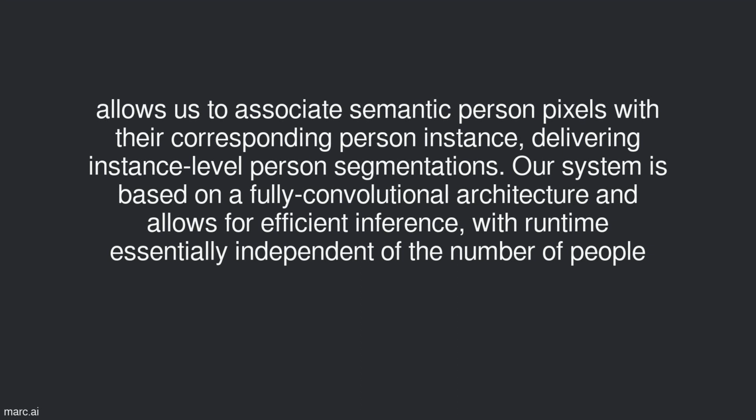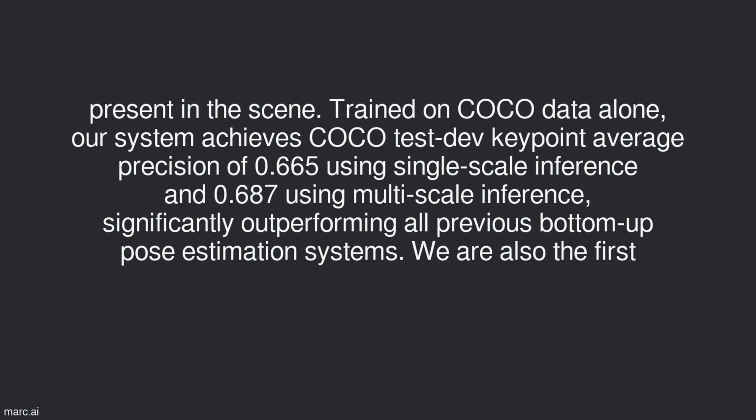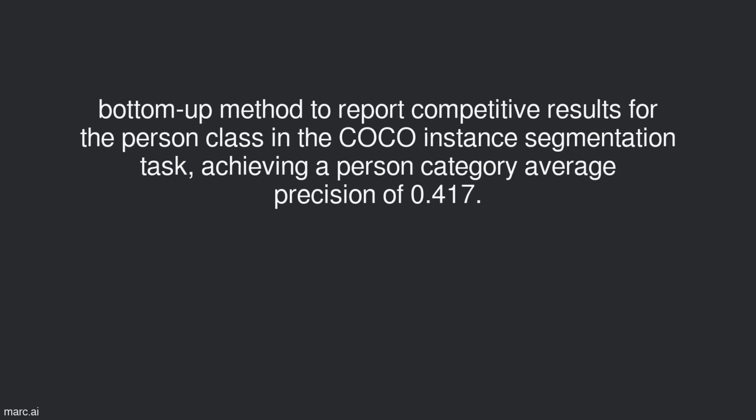Our system is based on a fully convolutional architecture and allows for efficient inference, with runtime essentially independent of the number of people present in the scene. Trained on COCO data alone, our system achieves COCO test-dev keypoint average precision of 0.665 using single-scale inference and 0.687 using multi-scale inference, significantly outperforming all previous bottom-up pose estimation systems. We are also the first bottom-up method to report competitive results for the person class in the COCO instance segmentation task, achieving a person category average precision of 0.417.